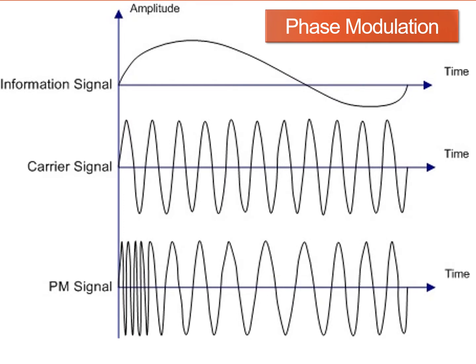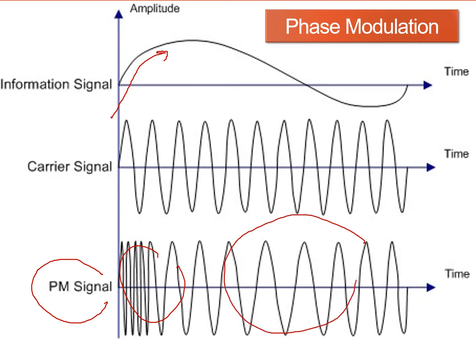So here is the phase modulation waveform, same as FM. Here is the PM signal. Let me explain the waveform of PM. The waveform that is close together represents the sine wave transition from negative to positive. Meanwhile, the waveform that is spaced apart represents the positive to negative waveform of the information signal.